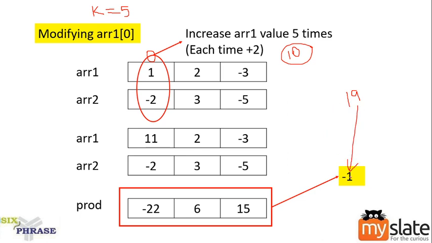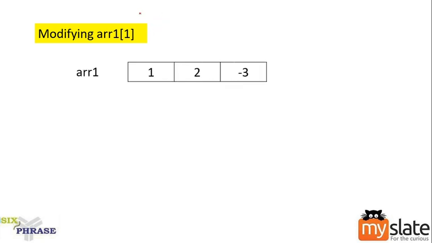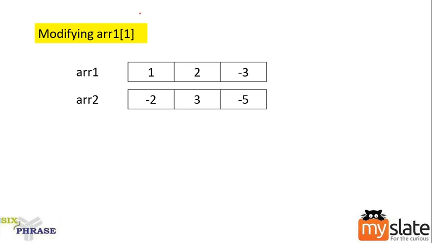So value has reduced. But the question is, can I reduce it further? Of course, from 19 to minus 1, it has decreased. Can we reduce this further? We'll look at it. Consider modifying the next index. We have array 1, we have array 2. This time we are going to modify index 1. Okay, focus here. Both are positive. If both are positive, product will be positive. So what should you do? You have to decrease the value.